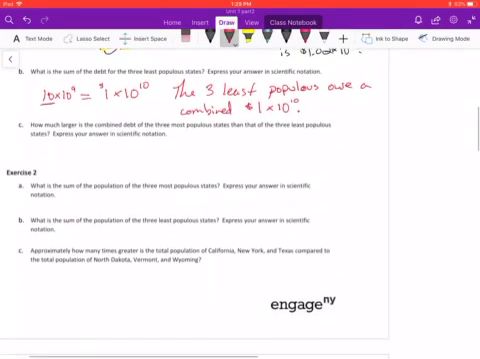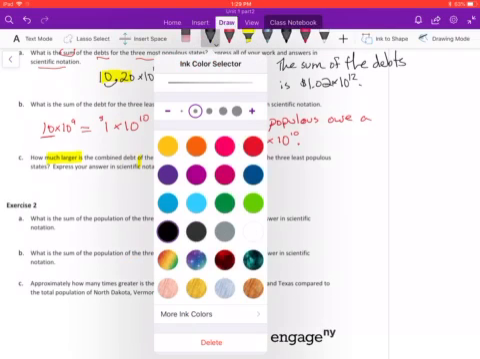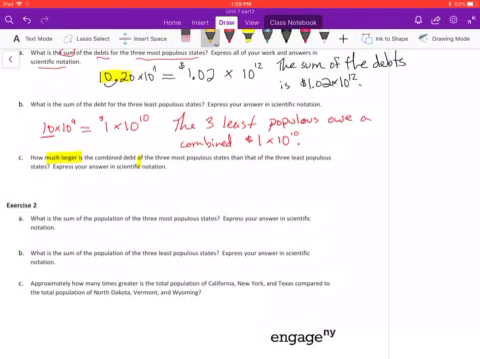Let's move up a little bit. Now it says how much larger, this is a little confusing, how much larger is the combined debt of the three most populous states than that of the three least populous states? Express your answer in scientific notation. Now, it doesn't say how many times larger, just how much. And so since it's just how much, all I need to do is take that number and subtract 1 times 10 to the 10th power.